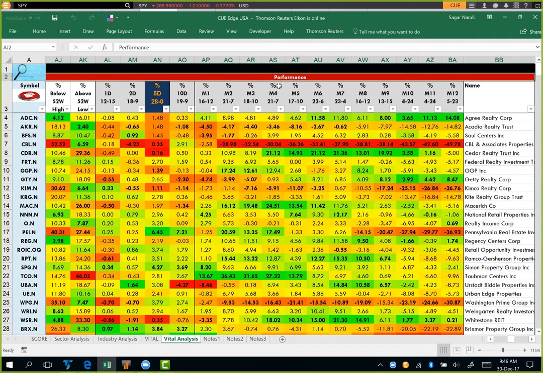Going to the performance panel, we see that over 5 days, that is our primary interest period, 28 of the 28 stocks ended in the positive. No stock ended in the negative. So this was strong performance from this real estate industry, and we already identified this industry to be a potential turnaround candidate 1 week earlier. That is the predictive power of the QH sector and industry analyst.